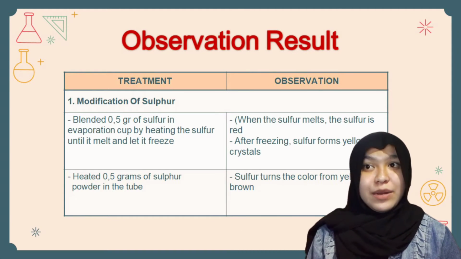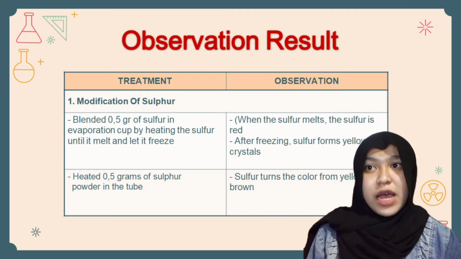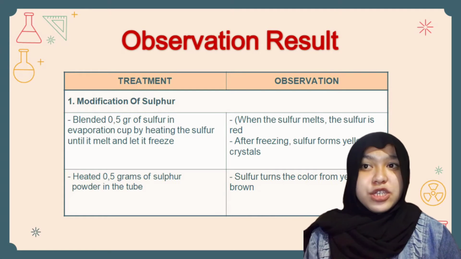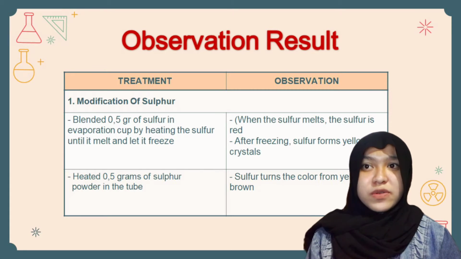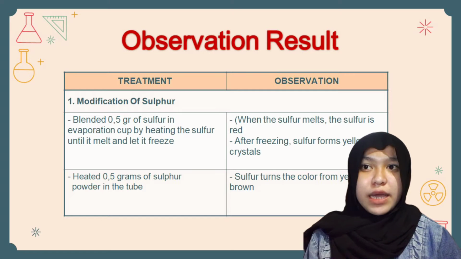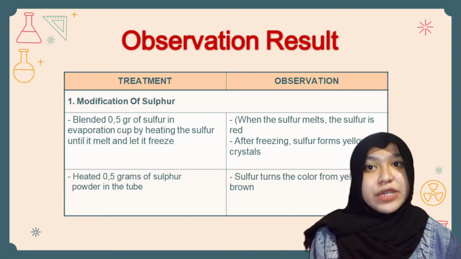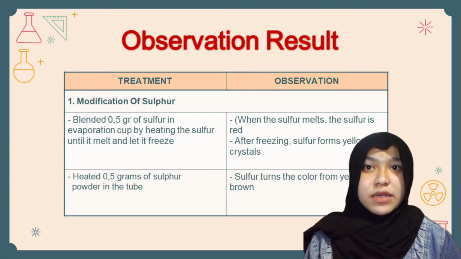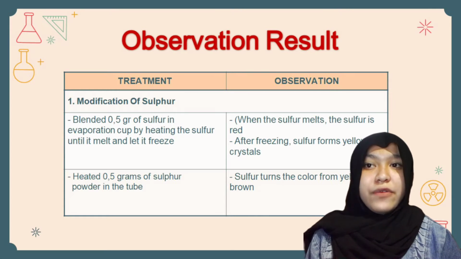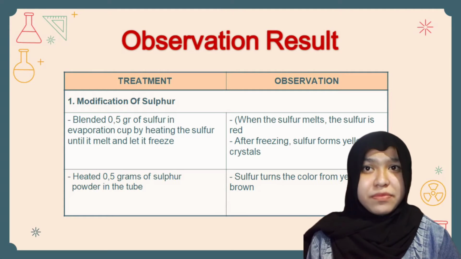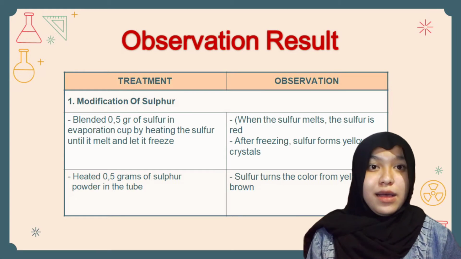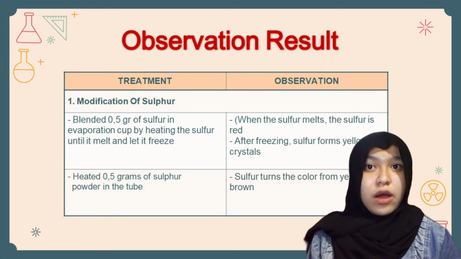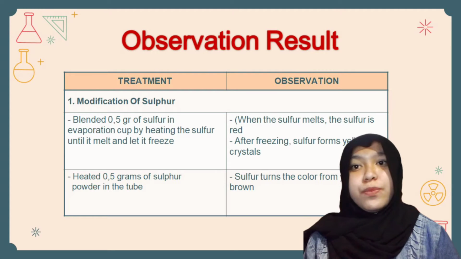Next, observation results. Treatment 1: modification of sulfur. Blend 0.5 gram of sulfur in an evaporating cup by heating the sulfur until it melts and let it freeze. Observation: when the sulfur melts, the sulfur is red, and after freezing, sulfur forms yellow crystals. And heat 0.5 gram of sulfur powder in the tube. Observation: sulfur turns in color from yellow to brown.